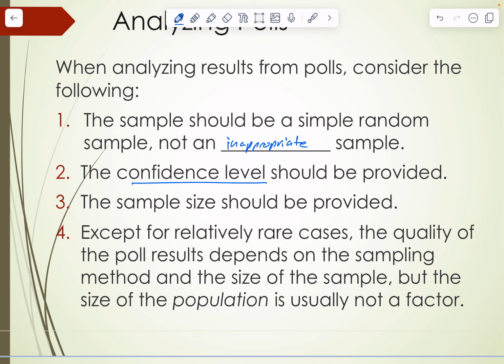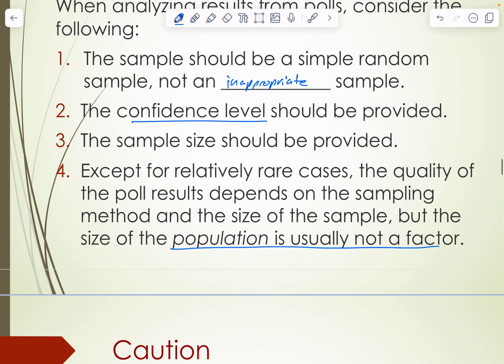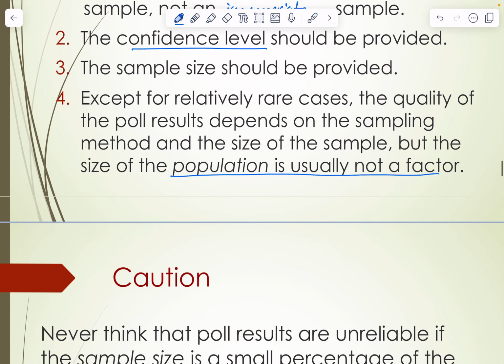Except for relatively rare cases, the quality of the poll results depends on the sampling method and the size of the sample. But the size of the population is usually not a factor. So whether the population is really big or just medium-sized, like in the thousands, it doesn't really change much.